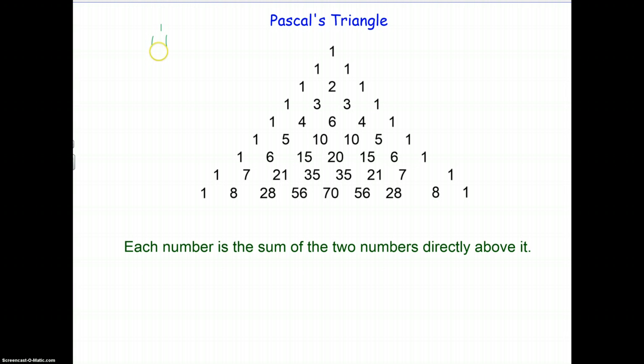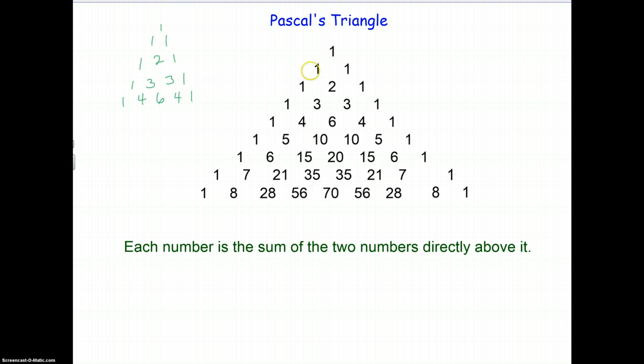So if I look at this position here, between these two 1s, 1 plus 1 is 2. If I look at this position, I've got 1 above it and 0, so it's 1. There's always going to be 1s on the outside. The next row is always going to start with a 1, because there's only a 1 above it. The next position has a 1 and a 2 above it, so it's going to be 3. We have a 2 and a 1, 3, and then just the 1. Then 1, 4, 6, 4, 1.